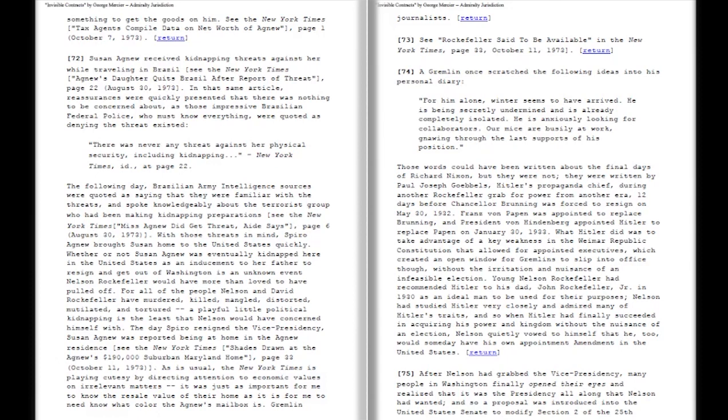Those words could have been written about the final days of Richard Nixon, but they were not. They were written by Paul Joseph Goebbels, Hitler's propaganda chief, during another Rockefeller grab for power from another era, 12 days before Chancellor Browning was forced to resign on May 30, 1932. Franz von Papen was appointed to replace Browning, and President von Hindenburg appointed Hitler to replace Papen on January 30, 1933.